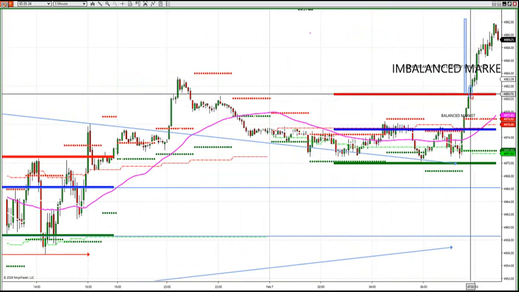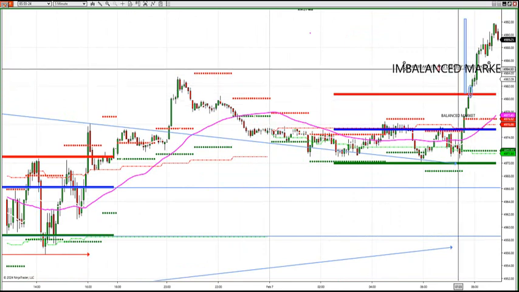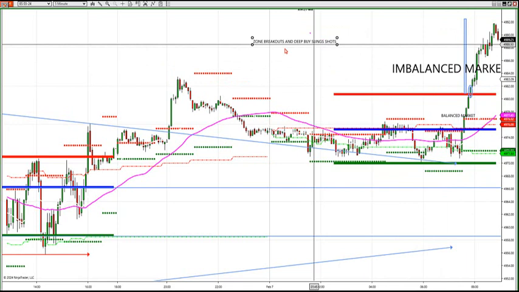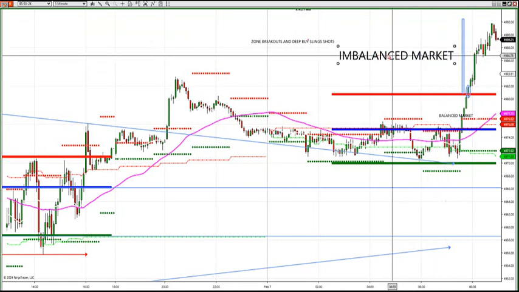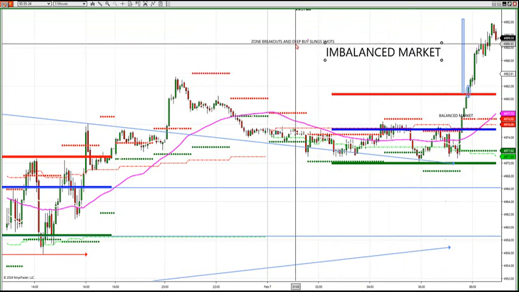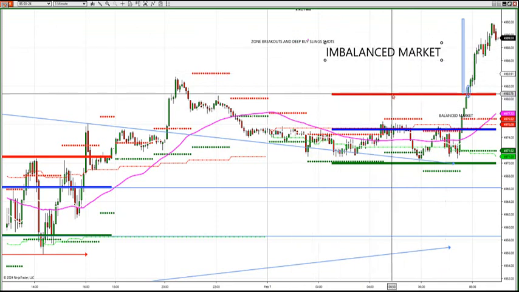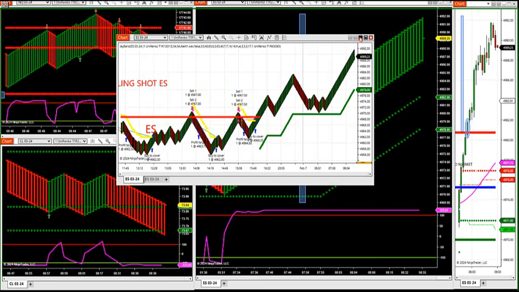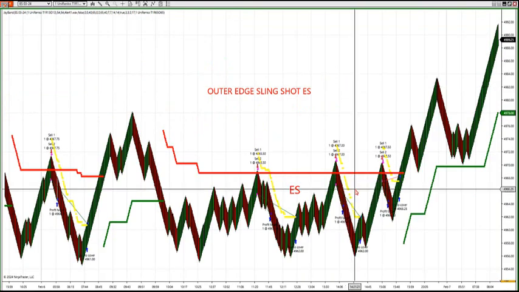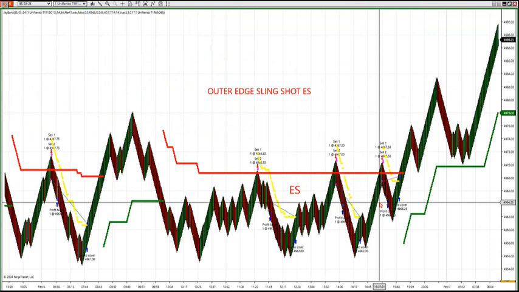So you can use market profile to find imbalanced markets. One, for breakouts. You want to look for these zone breakouts in this imbalanced market. But also, you want to see these deep zone buy retracements on HVA and LVA when they fire. Okay? So let's get into this a little further. Terrence asked about these that fire, these are the outer edge slingshots on the strategy that you guys are getting.